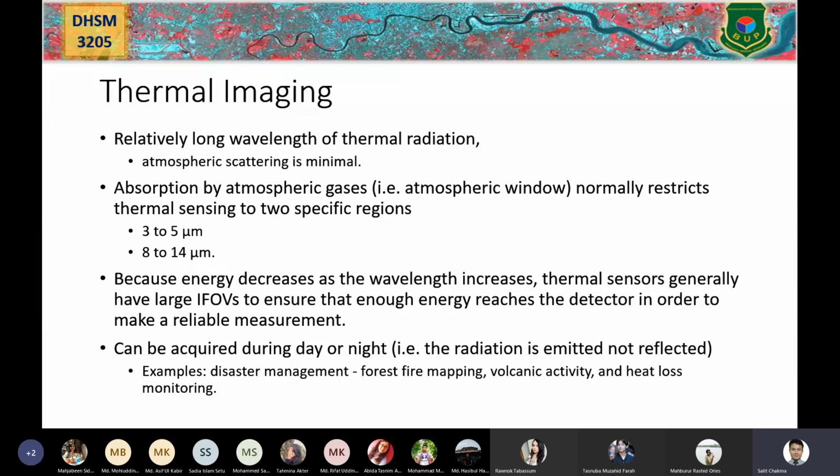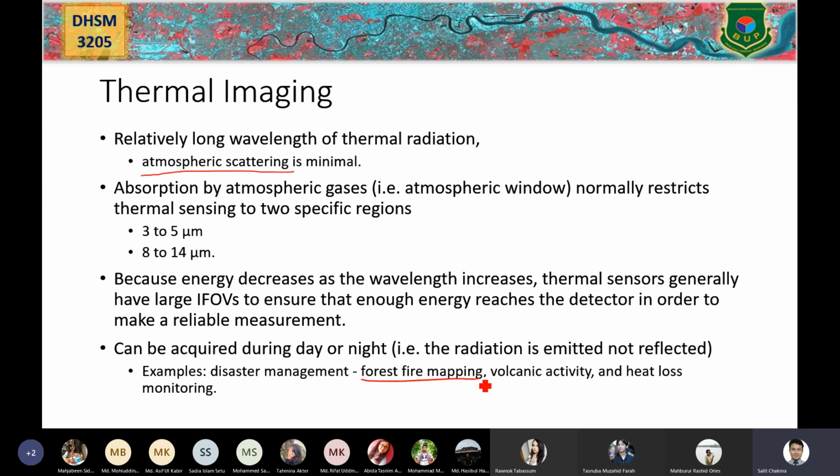So in the thermal wavelength, the length of the wave is longer, so they have minimal atmospheric scattering. That means the impact of the atmosphere is a little lower than for visible light. Okay, so in disaster management, we use this thermal map for many studies.